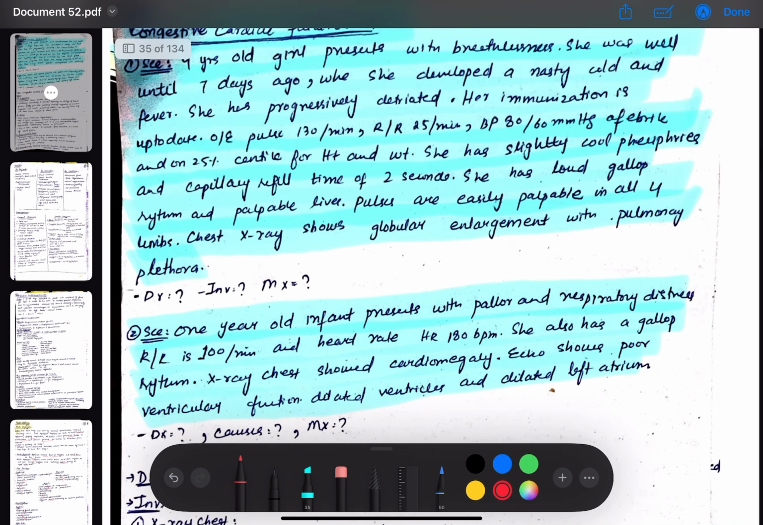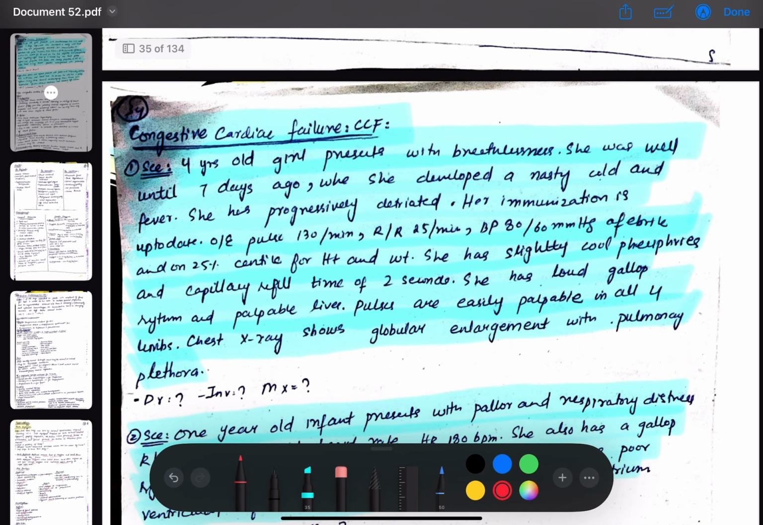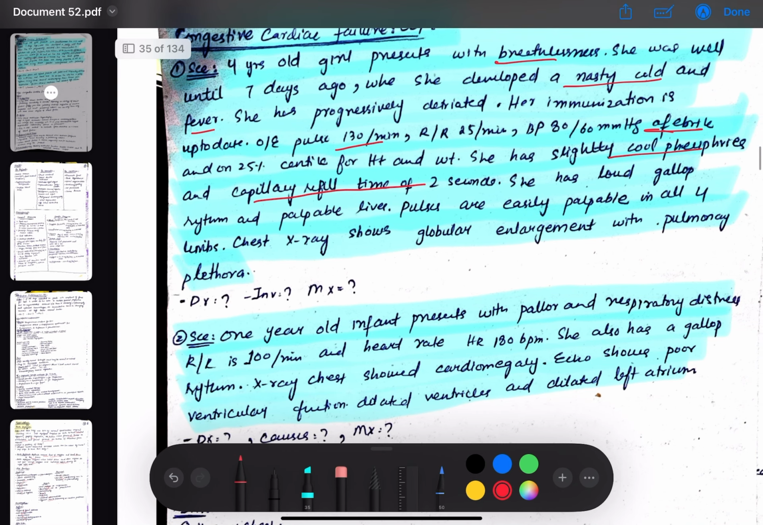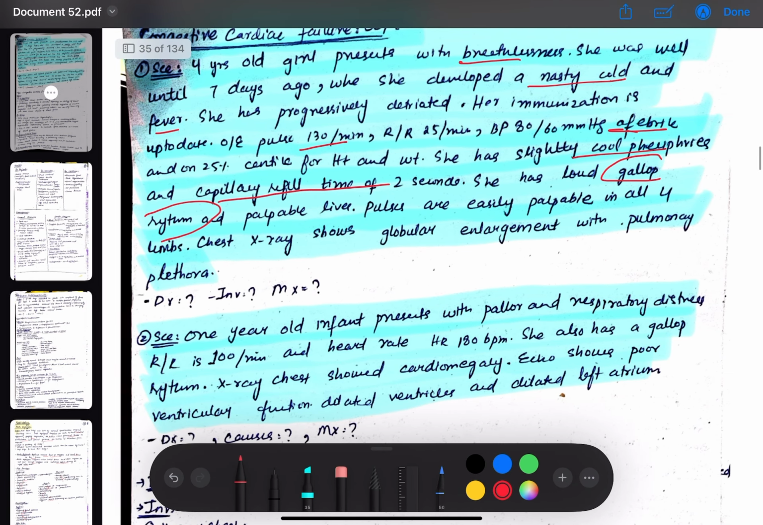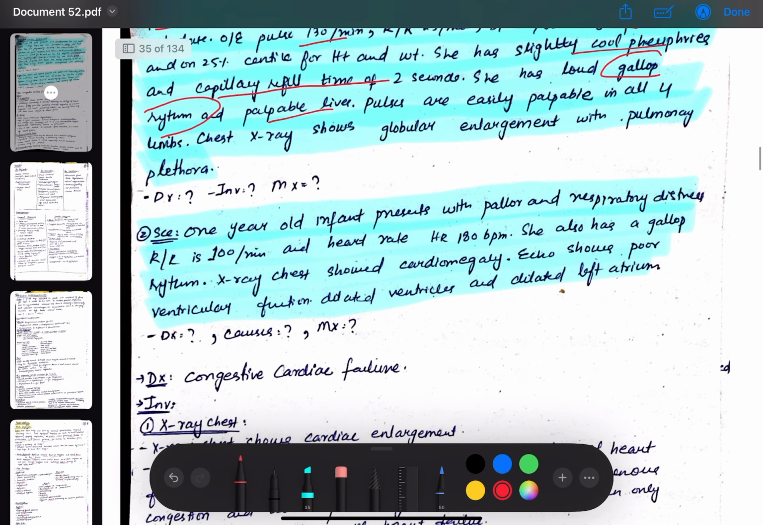So the clinical features are breathlessness, and she has developed a nasty cold and fever. Immunization is up to date. Pulse is raised, she has slightly cold peripheries and capillary refill is 2 seconds. She has a gallop rhythm, which is the main clinical feature of congestive cardiac failure, and a palpable liver. Pulses are easily palpable and chest X-ray shows globular enlargement with pulmonary plethora.